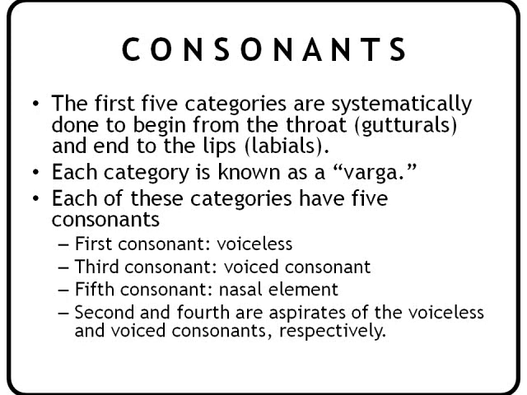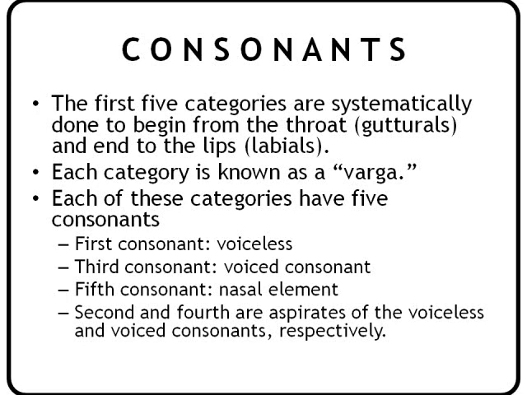Now, each category in Devanāgarī is known as a varga, and the name of the varga is based off of the first consonant of each row. So for example, the Gutturals will be known as ka-varga because the first letter in that row is the letter ka. Now, within each category, there are 5 consonants. The first consonant is a voiceless consonant, which means you don't require the voice to produce a sound. The third consonant is a voiced consonant, which means that you do need your voice to make that sound. The 5th consonant is a nasal element, which I'll talk about later in this video. And the 2nd and 4th consonant of each row are aspirates of the 1st and 3rd consonants, respectively.